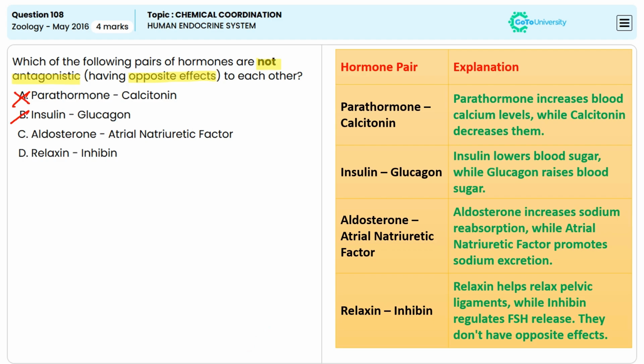Option B, insulin and glucagon. Insulin is a hormone which lowers the blood sugar while glucagon raises the blood sugar level. So option B is also an incorrect answer.